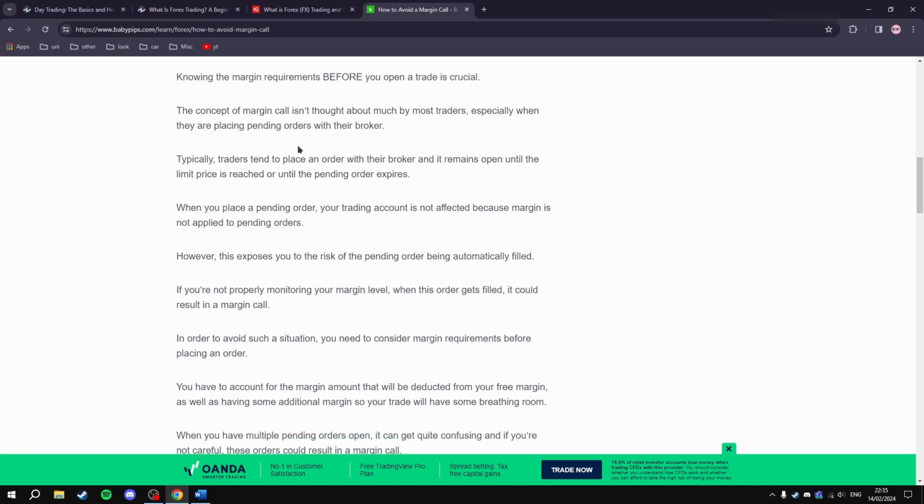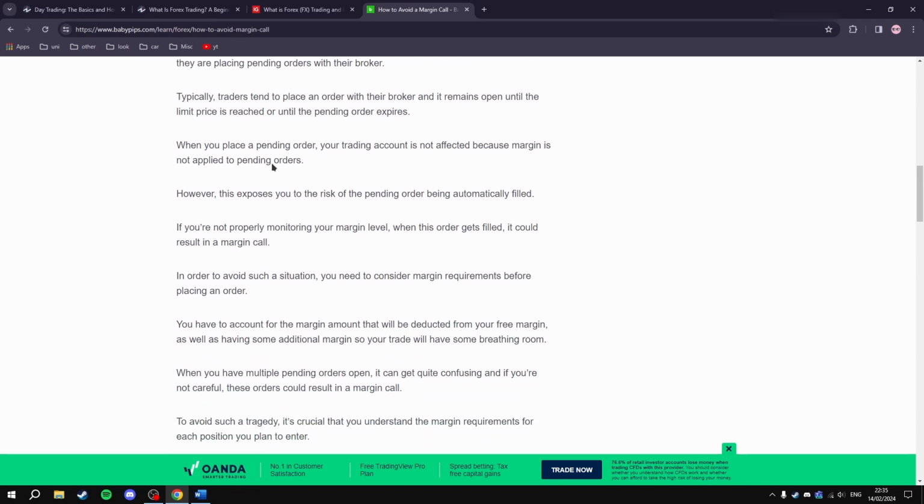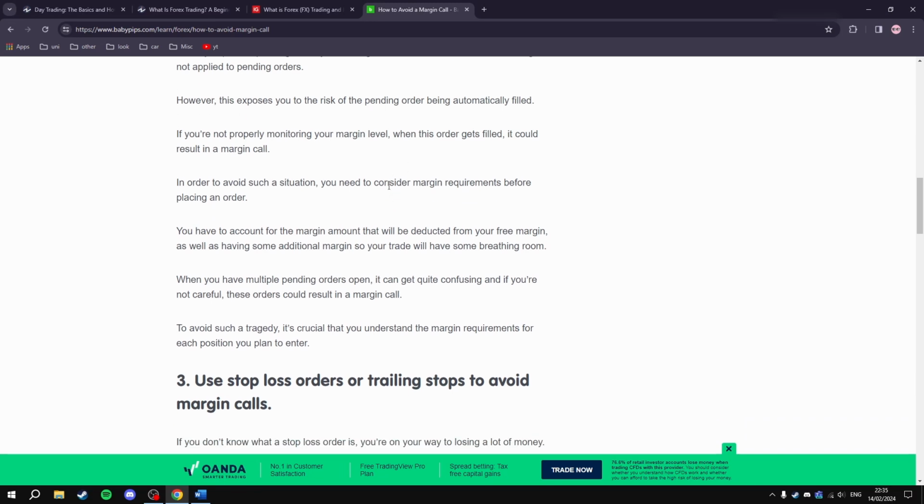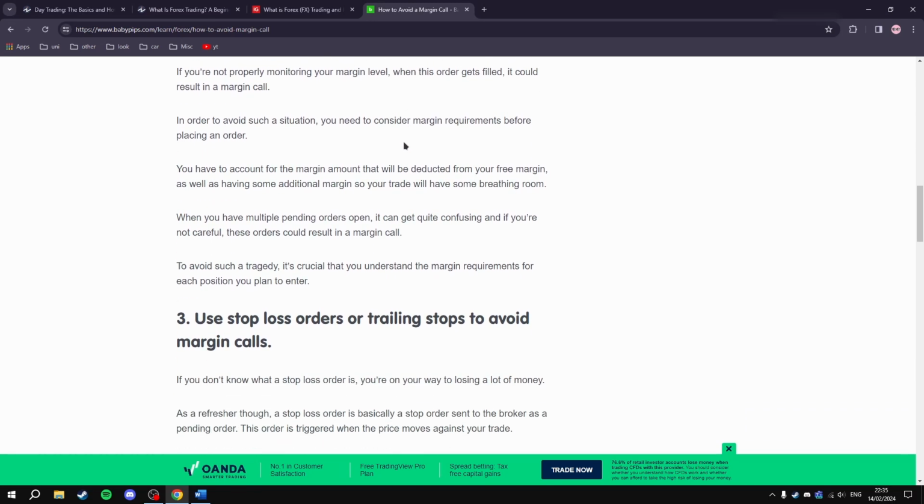The concept of margin call isn't thought about much by most traders, especially when they're placing pending orders with their broker. Typically, traders tend to place an order with their broker and it remains open until the limit price is reached or until the pending order expires. When you place a pending order, your trading account is not affected because margin is not applied to pending orders. However, this exposes you to the risk of the pending order being automatically filled. If you're not properly monitoring margin level, when this order gets filled, it could result in a margin call.